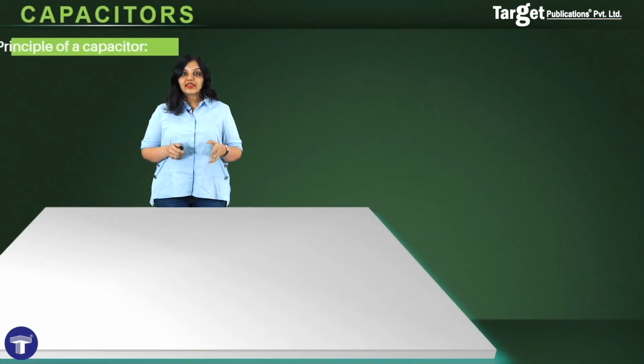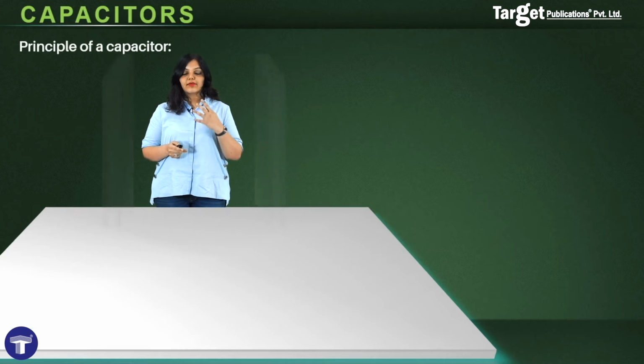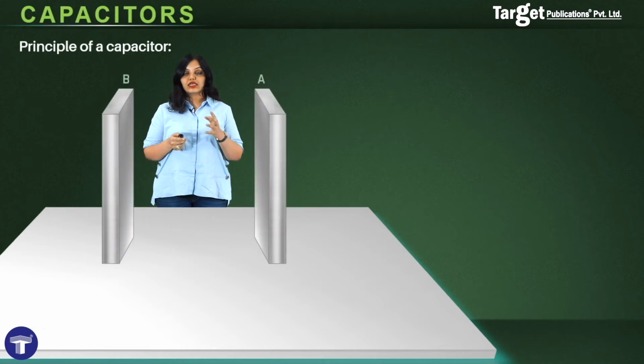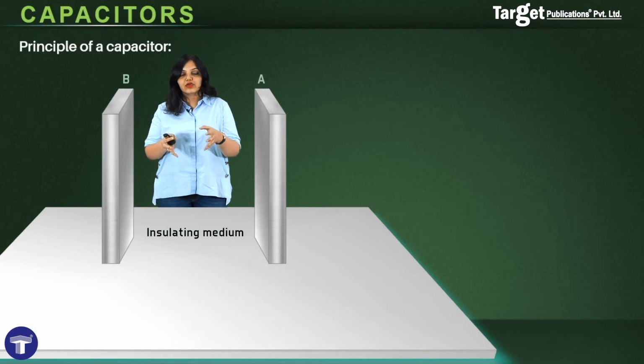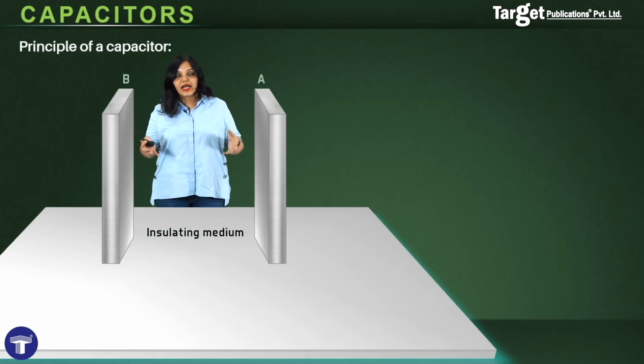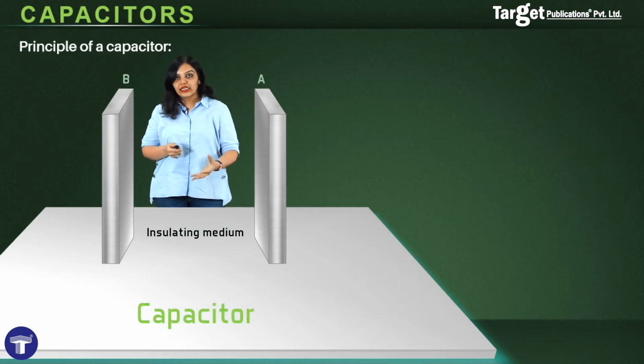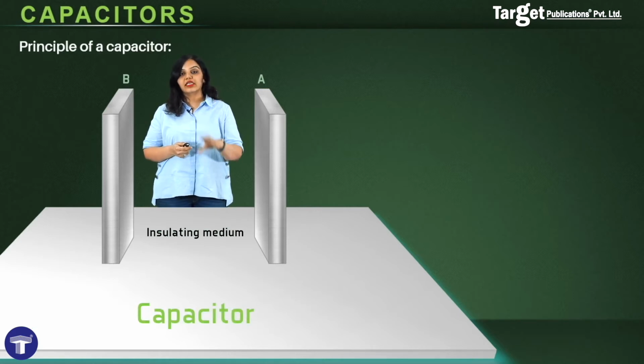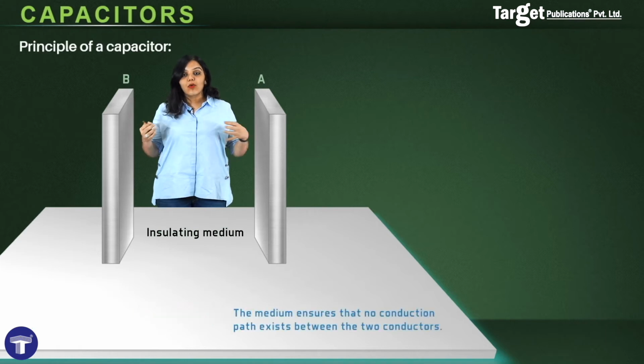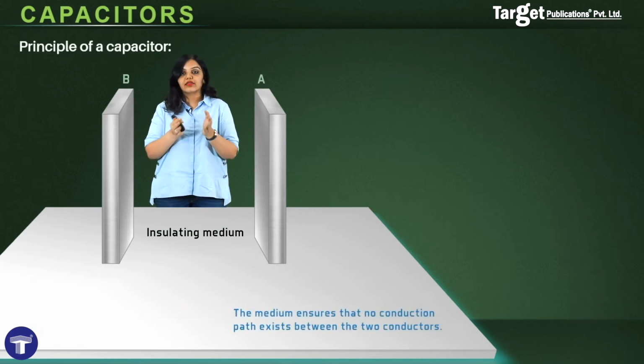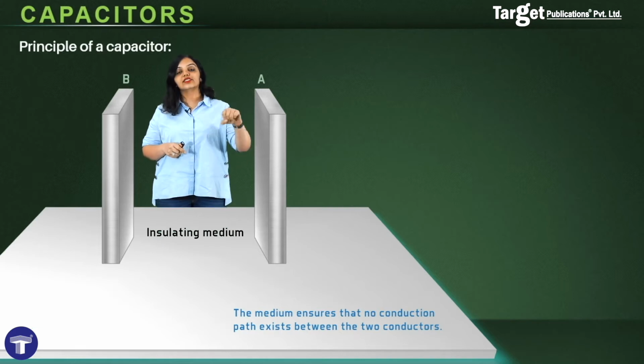Let's now take a look at the principle of a capacitor. A capacitor consists of two conductors separated by an insulating medium. In fact, this arrangement of two conductors separated by an insulating medium is what we call a capacitor. So why do we need the insulating medium? The insulating medium is necessary so that there is no conduction path between the two plates, that is the two conductors. So to ensure that there is no conduction path, we put an insulating medium between the two conductors.